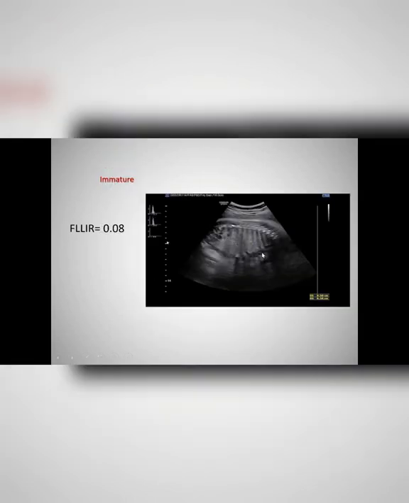This case is immature. See here, they are nearly of similar echogenicity, but someone may say it appears a little bit echogenic, so we have to measure. When we measure, we found it is less than one. So here it is an immature lung.